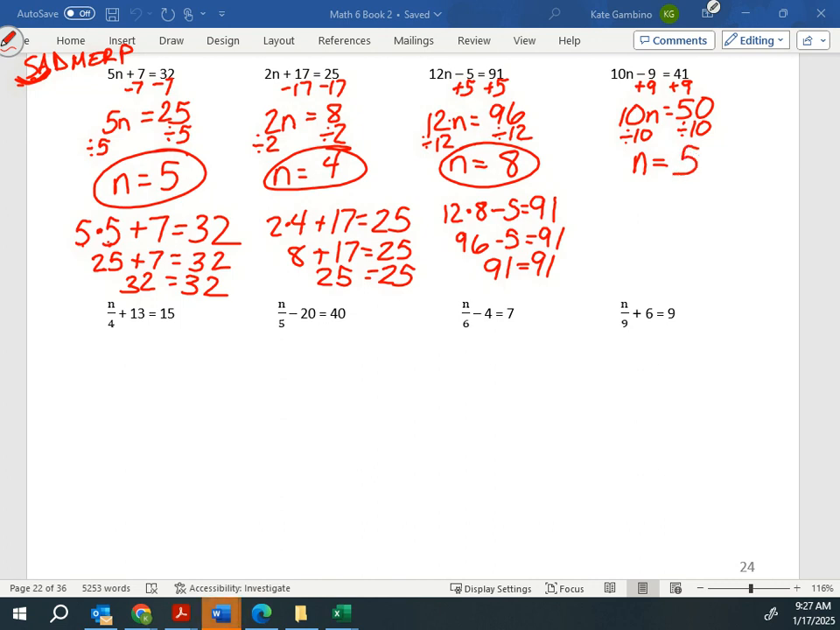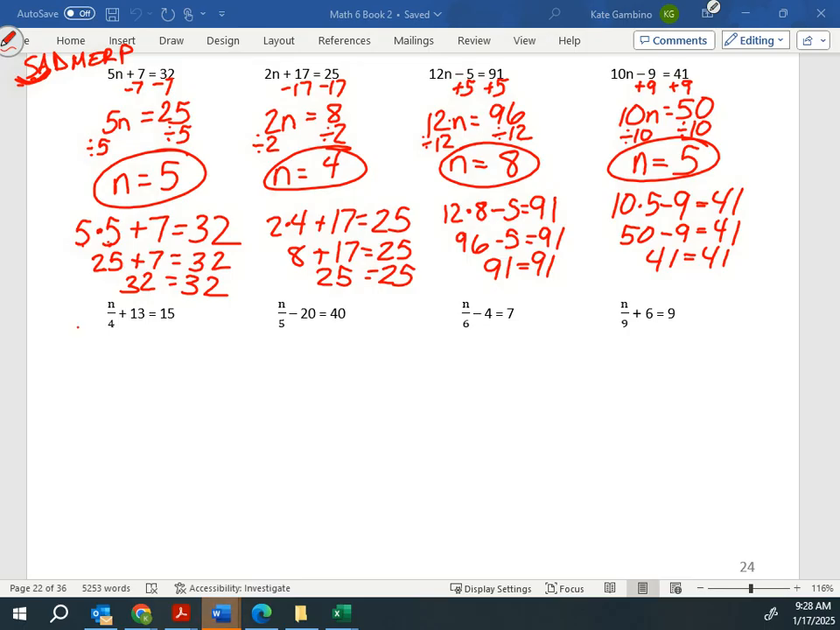Now I have to plug that into my equation. 10 times 5 minus 9 equals 41. 10 times 5 is 50. Minus 9 equals 41. 50 minus 9 is 41. 41 really truly does equal 41. I did it correctly. Let's look at our bottom one down here.